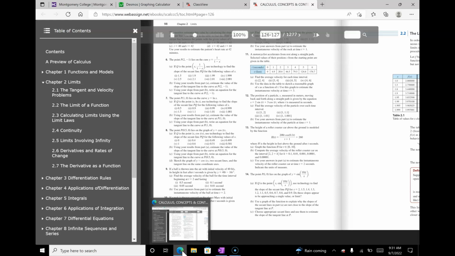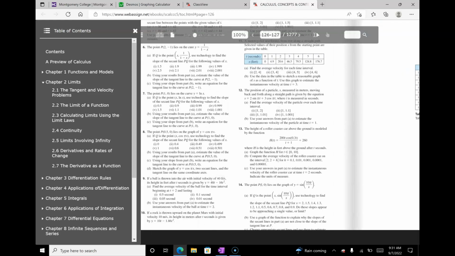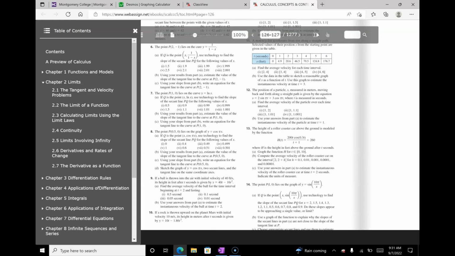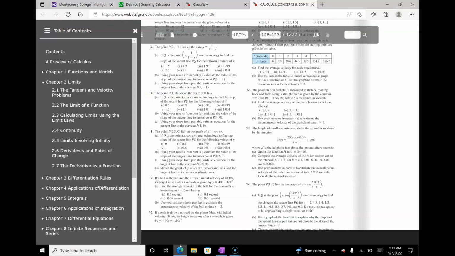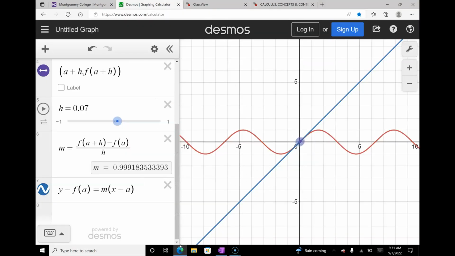All right, let's work on number 7. It says I have the curve y equals ln of x. And I have a point on there, (1, 0). Everybody with me? I'm going to Desmos to start my problem. No, ln of x. Yeah, hold on.